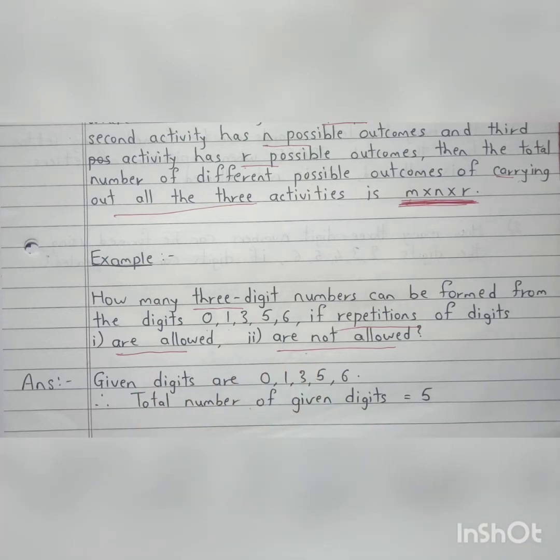So we will see how to tackle such problems, and let me tell you, examples of repetition allowed and repetition not allowed are expected in all possible exams, whether it is 11th or 12th or higher standards also. Okay, so let's see how to tackle this example. So what is given to us? The given digits are 0, 1, 3, 5 and 6. That means how many digits are given to us? The total number of given digits is 5.